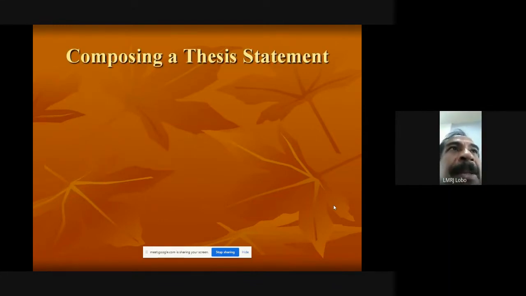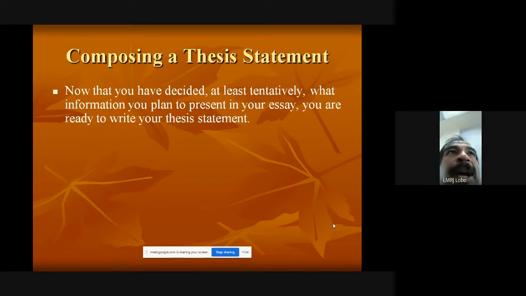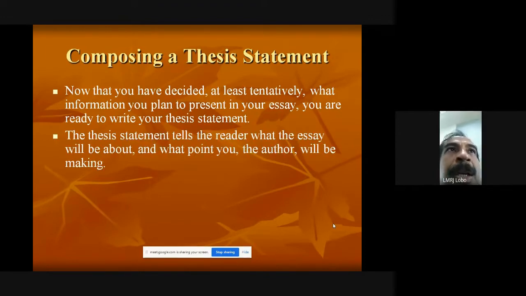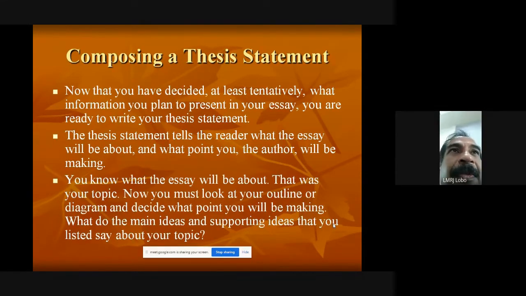Now, how do I compose the most important statement, which is called the thesis statement? Now that you have decided, at least tentatively, what information to present in your essay, you are ready to write this important statement. It tells the reader what the essay will be about and what point you, the author, will be making in your essay. You know what the essay is all about.